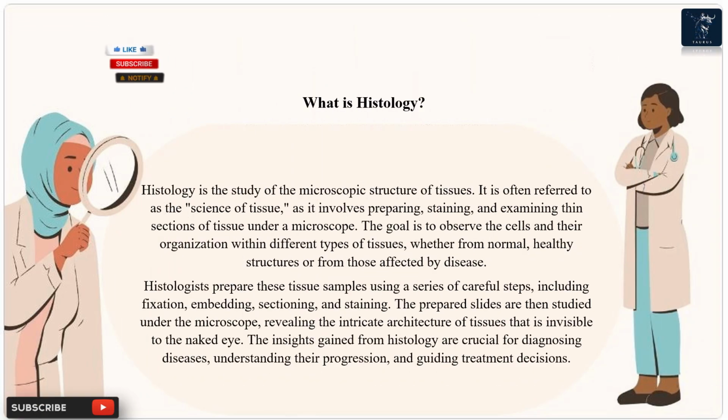What is histology? Histology is the study of the microscopic structure of tissues. It is often referred to as the science of tissue as it involves preparing, staining, and examining thin sections of tissue under a microscope. The goal is to observe the cells and their organization within different types of tissues, whether from normal, healthy structures or from those affected by disease. Histologists prepare these tissue samples using a series of careful steps, including fixation, embedding, sectioning, and staining. The prepared slides are then studied under the microscope, revealing the intricate architecture of tissues that is invisible to the naked eye. The insights gained from histology are crucial for diagnosing diseases, understanding their progression, and guiding treatment decisions.